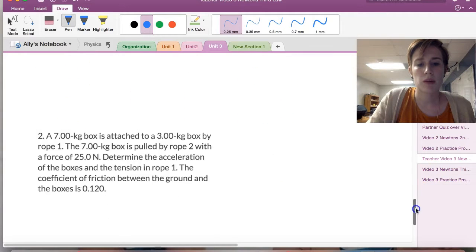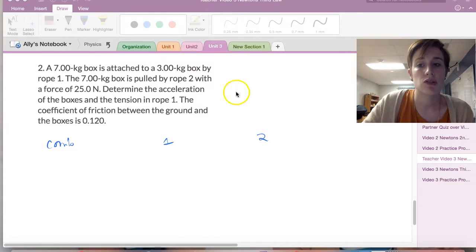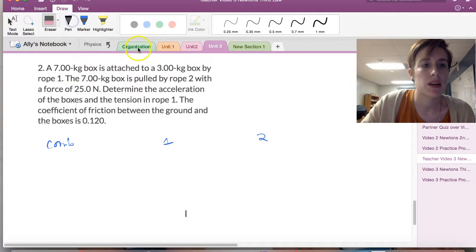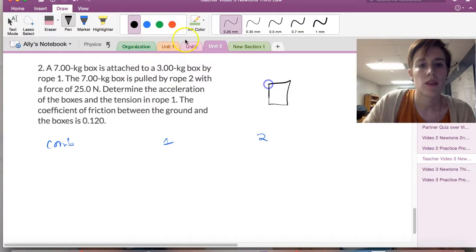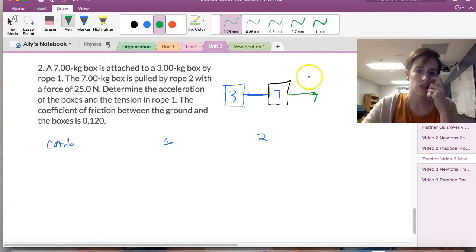I want to do a problem down here. I want to do this problem. What I do is draw a diagram of really what's happening here. There's a 7 kilogram box that's attached to a 3 kilogram box by a rope. Here's the 7 kilogram, here's the 3 kilogram. There's a rope, okay? And it's being pulled with a force. There's another rope here being pulled with a force. So that's kind of the basic idea.